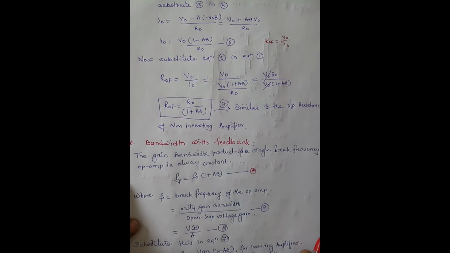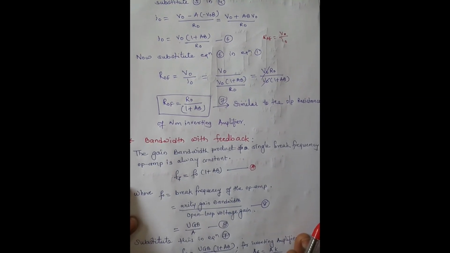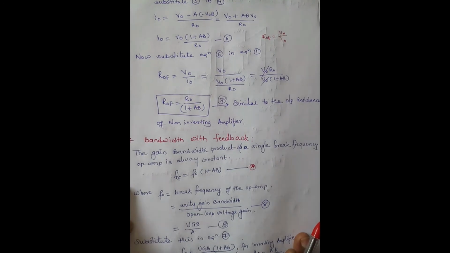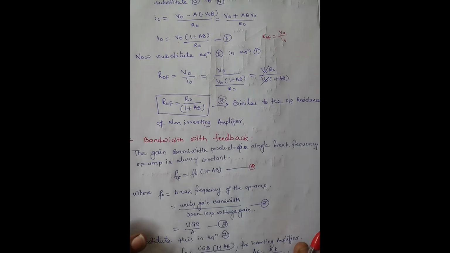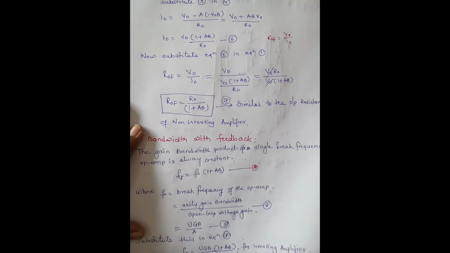Okay. So this is the output resistance. Another parameter that we want to find out for the voltage shunt feedback amplifier is the bandwidth. How we have defined the bandwidth is, the bandwidth is the band of frequencies for which gain will remain constant.